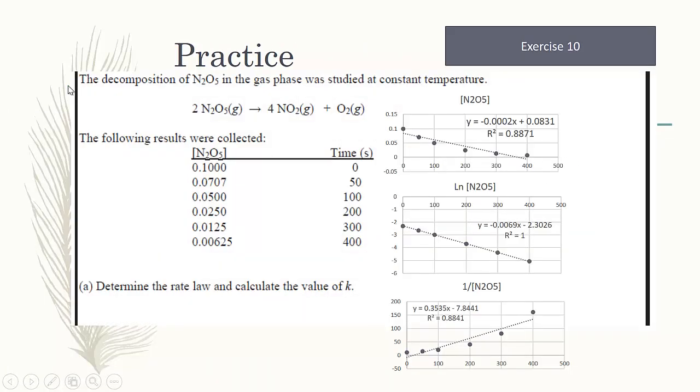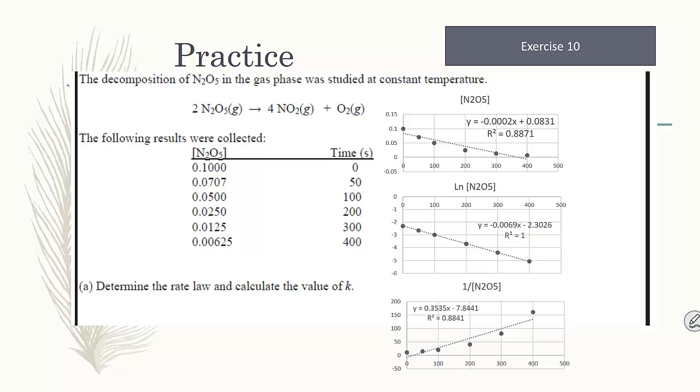So let's get some practice. As I said, you will be provided graphs as well as the data. So here we have the decomposition of dinitrogen pentoxide, and we have concentration versus time data, meaning I am going to do the integrated rate law, looking at our graphs to determine which one provides us the straightest line. So this first question says, determine the rate law and calculate the value of K.